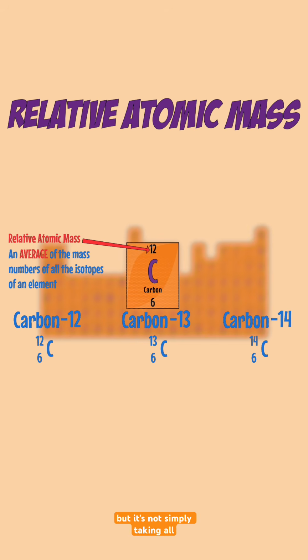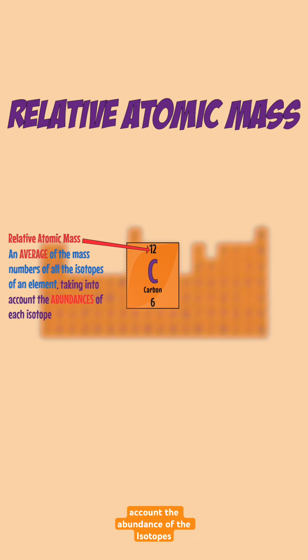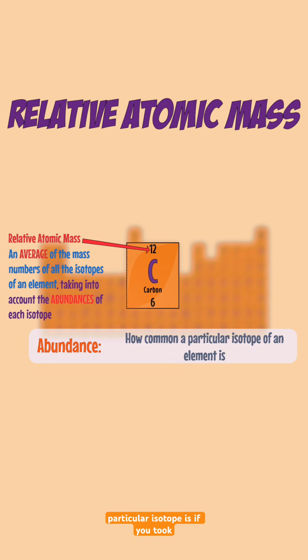But it's not simply taking all the mass numbers and finding their average value. It involves taking into account the abundance of the isotopes. Abundance is basically how common a particular isotope is.